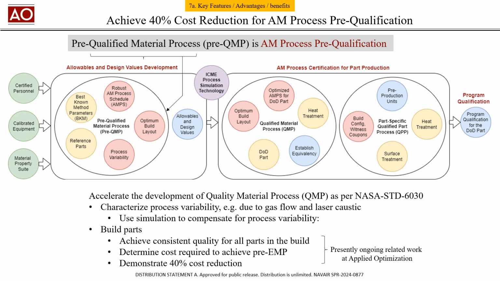The key feature of the simulation is to reduce the cost for the additive manufacturing process pre-qualification by 40% or higher. This savings is due to the quicker development of quality material process, as per NASA standard 6030, whereby we characterize process variability and use simulation to compensate for the process variability, allowing the production of parts with consistent quality across the build plane.